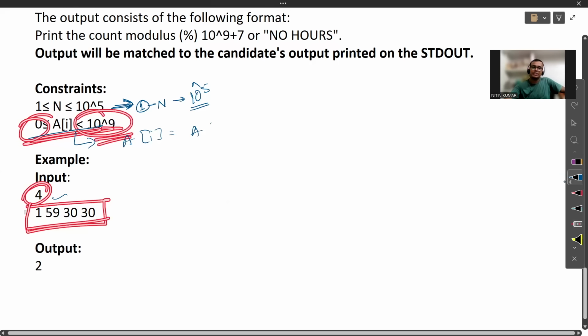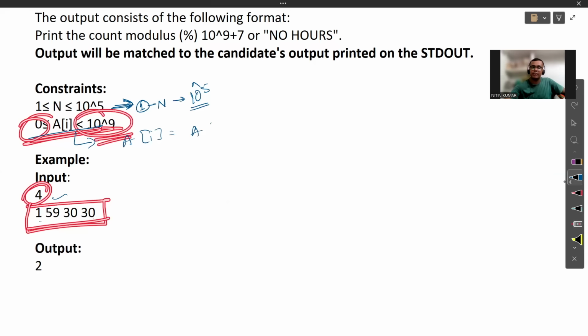So we have input as 4, and the minute values are 1, 59, 30 and 30. That means we have 4 values: 1 minute, 59 minutes, 30 minutes and 30 minutes. Now we have to form pairs with these 4 values so that ultimately the sum of the pair is equal to a full hour.